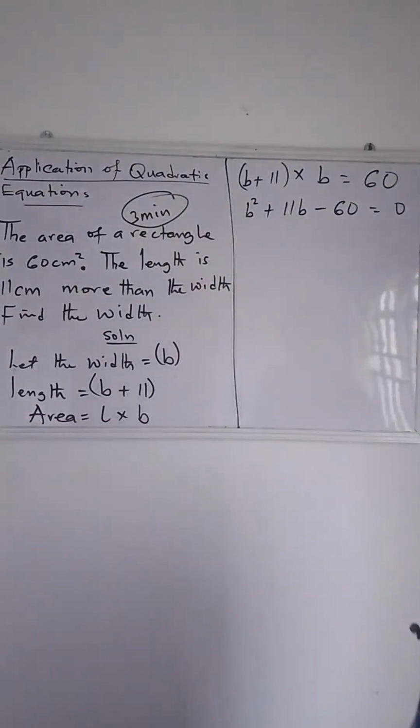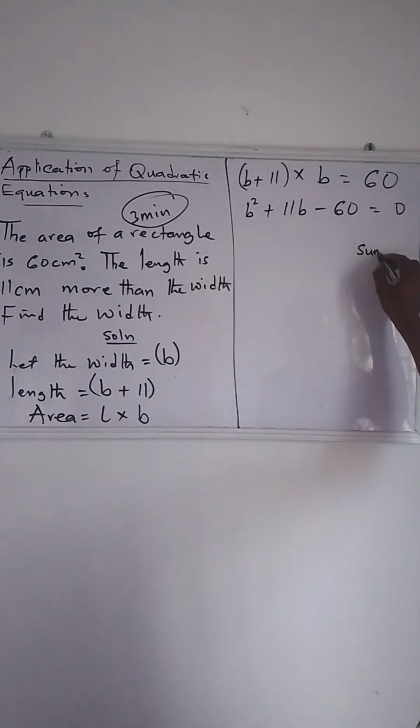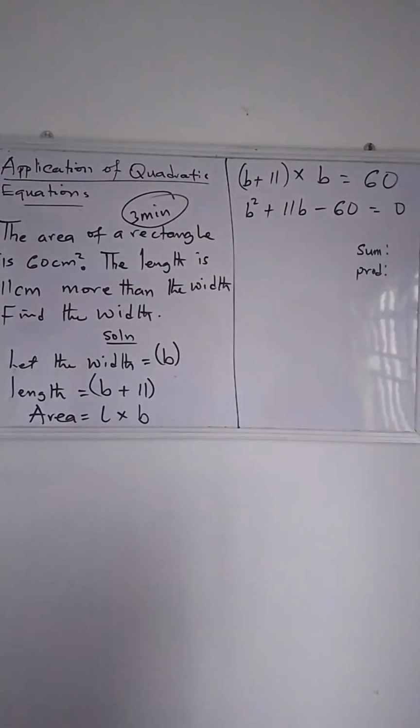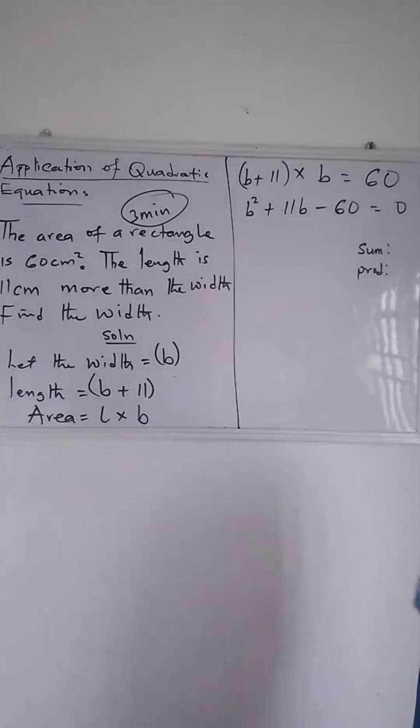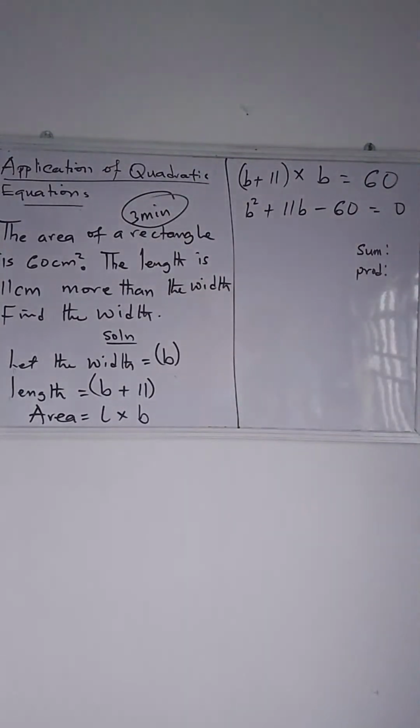So the next thing now is to identify your sum and products. Okay, so now what is going to be our sum and what's going to be the product? So you do that for me. What is the sum and what is the product? Do that for me and let me have that in the comment section.